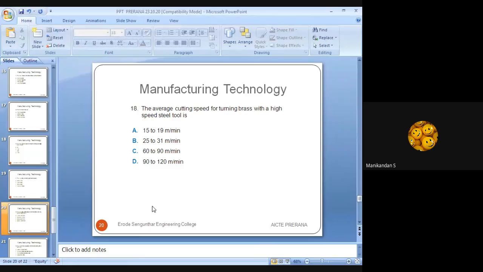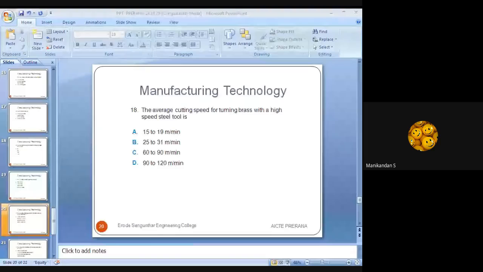Next one: the average cutting speed for turning brass with a high speed steel tool is 15 to 19 meters per minute, 25 to 31 meters per minute, 60 to 90 meters per minute, or 90 to 120 meters per minute. Actually the answer is C, 60 to 90.